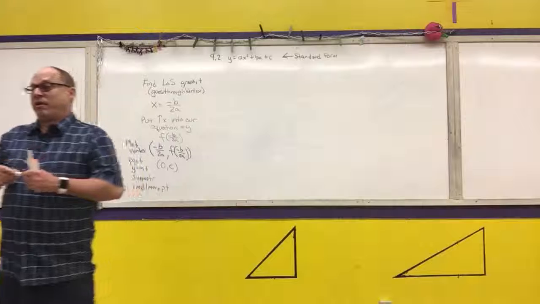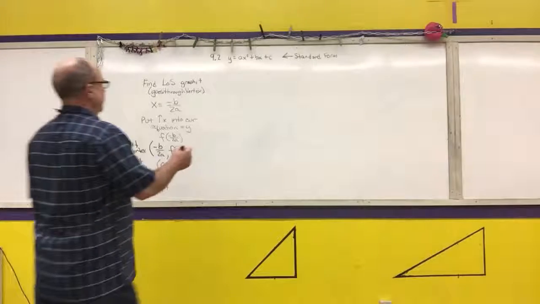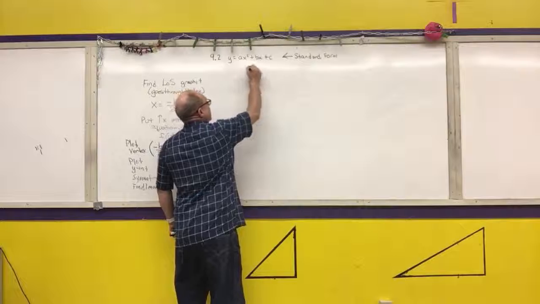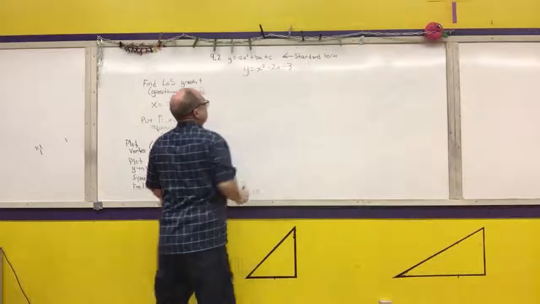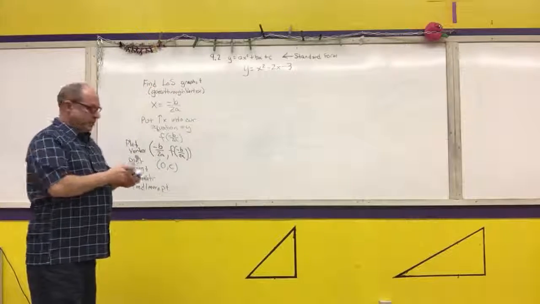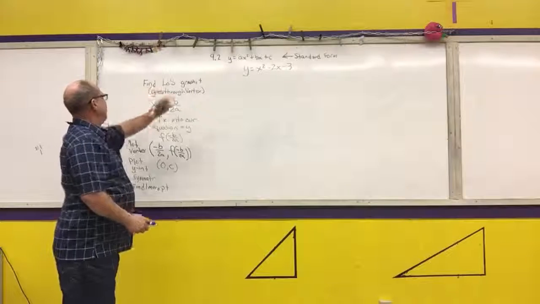If you have your textbook to take at home with you, I am going to do the guided practices that are in the textbook. First one I'm going to do is number 1. It says y equals x squared minus 2x minus 3. So I'm just going to follow the steps. It says find the line of symmetry and graph it.